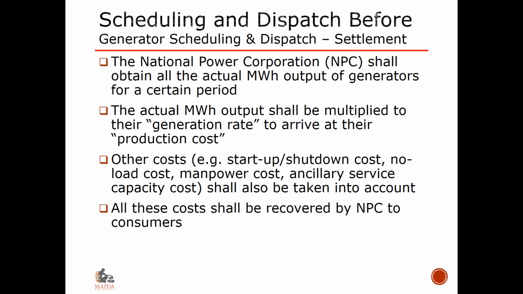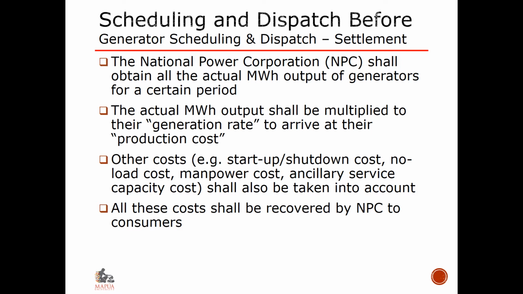Now, after the fact, all generation outputs are obviously recorded in what we call revenue meters for a certain period of time. Those actual megawatt hours, now this is energy. When we say megawatt hour, it's energy. So that energy that was eventually produced by a generator for that period of time will be multiplied by their generation rate to eventually arrive at their production cost.